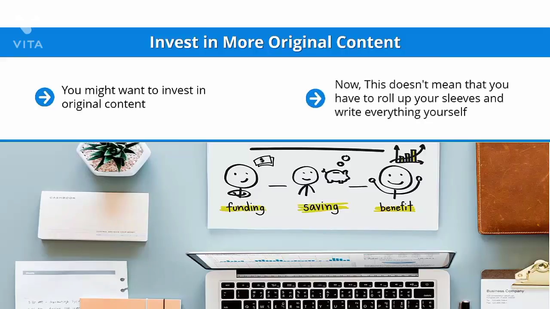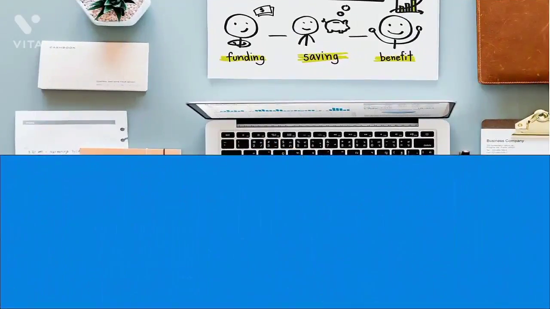Now, this doesn't mean that you have to roll up your sleeves and write everything yourself. You can hire professional writers to do this. Thanks to global outsourcing, you can get high-quality original content from places like Ozkey.org without it costing you an arm and a leg. You can get high-quality content that truly engages your audiences without it killing your profit margin.